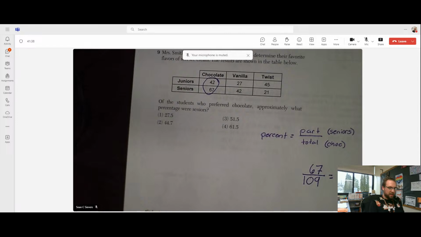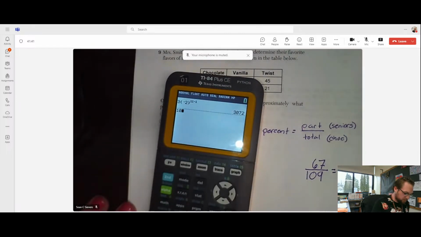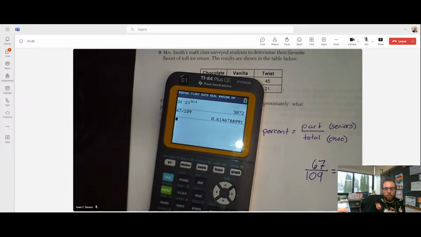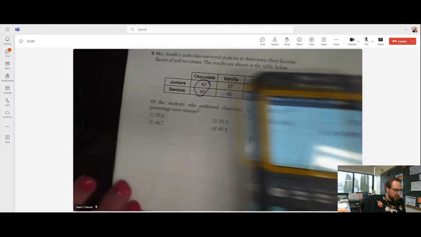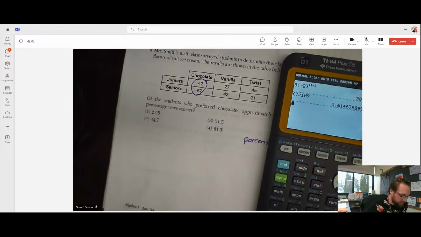Let's go ahead and just type this into our calculator. So we have 67 divided by 109. And we get 0.61467888991. This does not look like a percent. But we have talked about how to change a percent to a decimal. So drop in the chat, everyone. What do we think is the percent from this decimal? I'm not going to make a poll for this one. I just want us to find what the percent is.